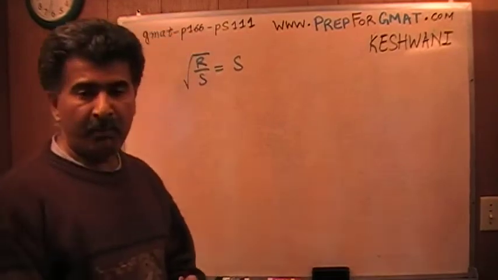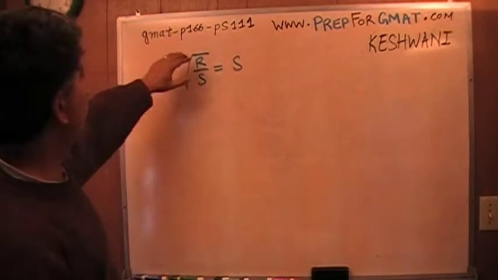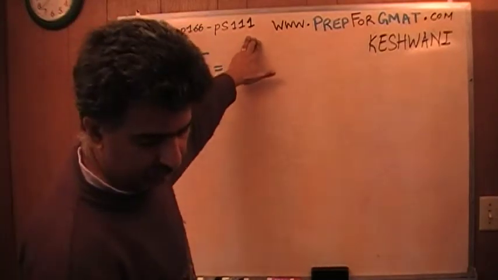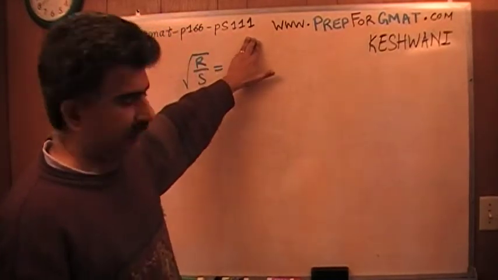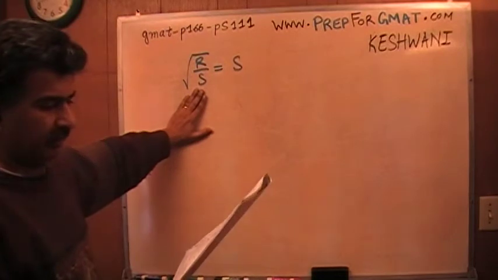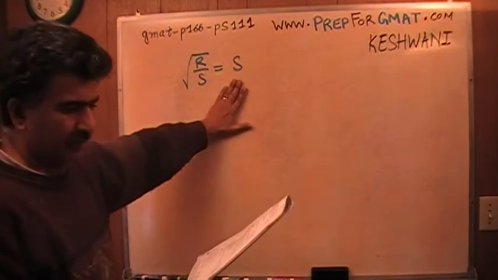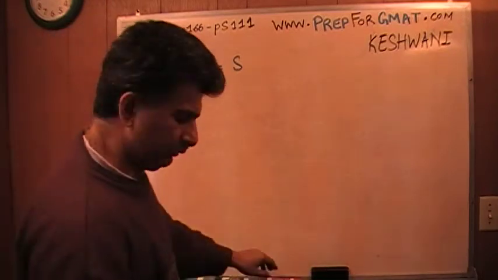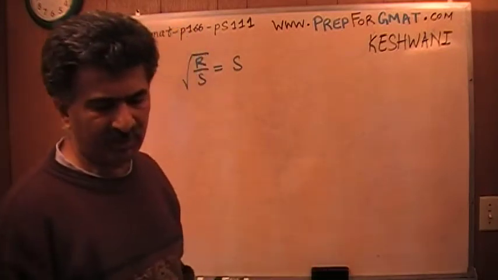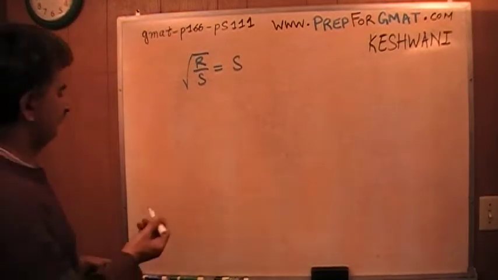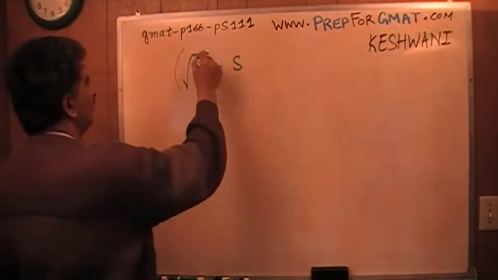The problem that I'm about to solve is the one that you will find on page number 166, problem solving number 111. The problem simply says that we have an equation here, the square root of r over s equals s, and the question simply is, what is r? Forget about the part about what this here is, what is r in terms of s. Forget about that mumbo jumbo. Realistically, what is r? So let's take a square of both sides.